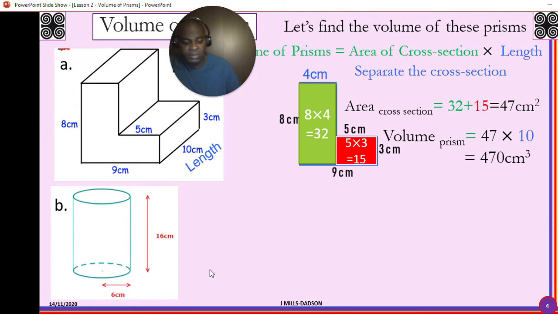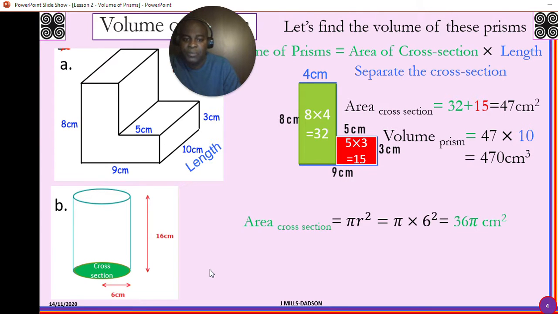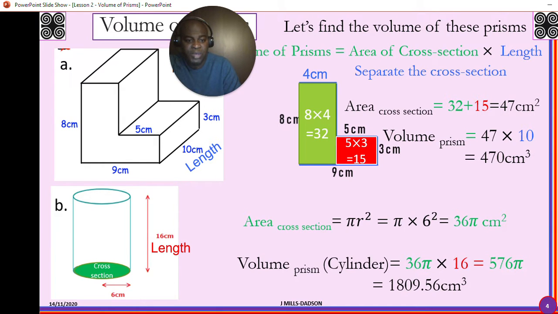Cross section is a circle. Circle is pi r squared. Radius is 6, so pi times 6 squared, 36 pi. Length is 16. 16 times 36 pi will give you 576 pi, which translates into 1,809.56 centimeter cube to 2 decimal places. So the volume of the cylinder is 1,809.56 centimeter cube.